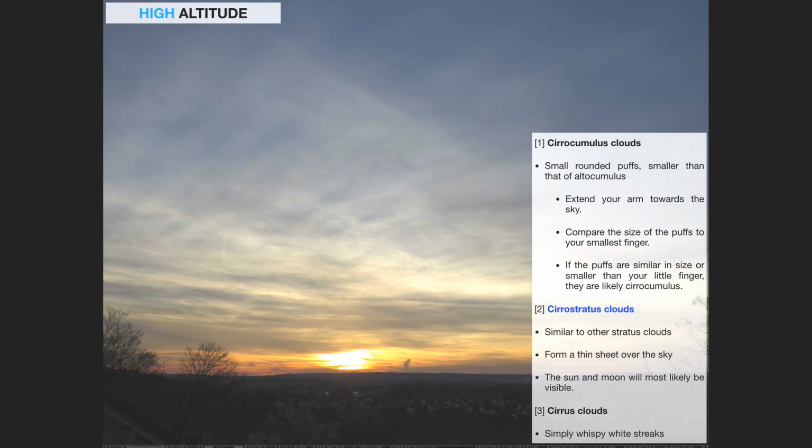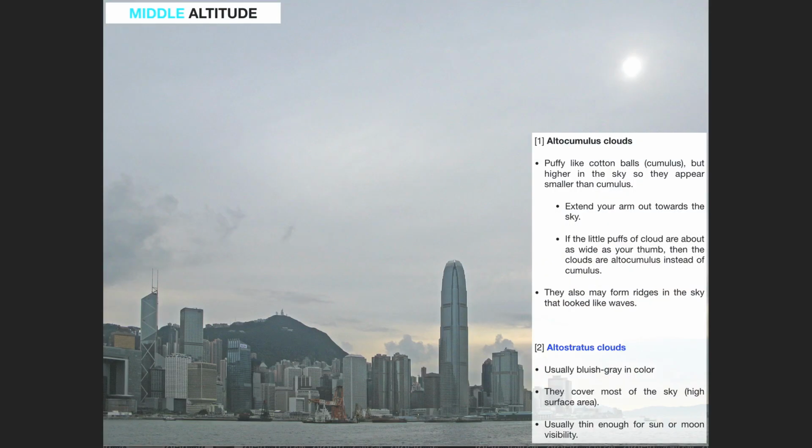The second type of high-altitude cloud is the cirrostratus cloud. Again, these are very similar to the other types of stratus clouds, and they form a thin sheet over the sky. These ones are so high up and so thin that you should very easily be able to see the sun or the moon with these. But as you can tell from this picture, cirrostratus clouds are even thinner than altostratus clouds.